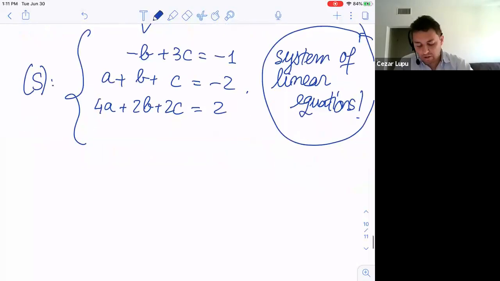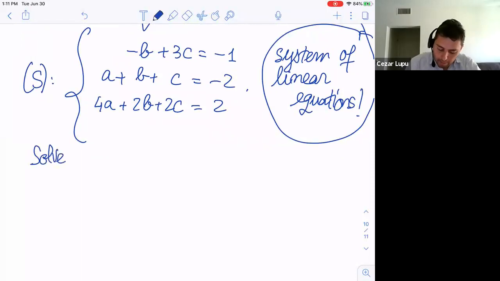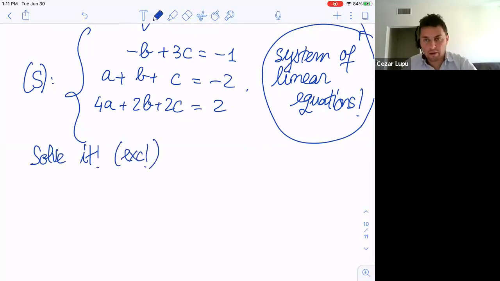So I'm going to leave it to you as an exercise to solve it. It's a good practice for the midterm exam and even for the final exam, so that you know how to solve this. But anyway, it's very easy. I don't want to lose my time with solving this, but I'm just going to tell you directly.